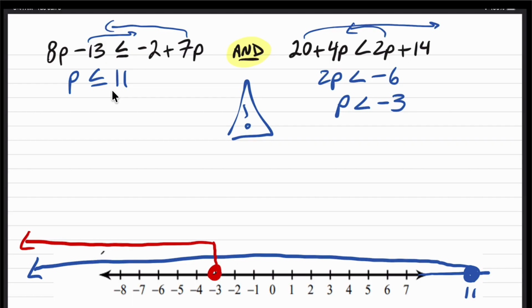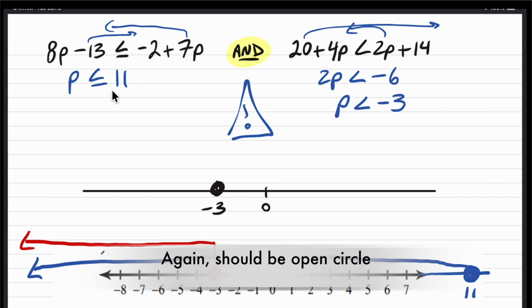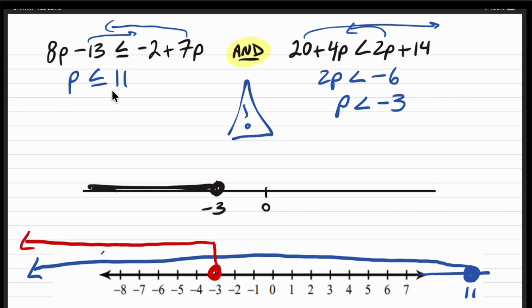So folks, when we clean this up, our final solution set is going to look like this. Here's your 0 for reference. Here's your negative 3 with a closed circle with an arrow going this way. So this is not a dumbbell situation by any means. Recall, when you have an AND problem, your final solution is going to be where the two lines overlap. This is the only section where we have both a red and a blue line.